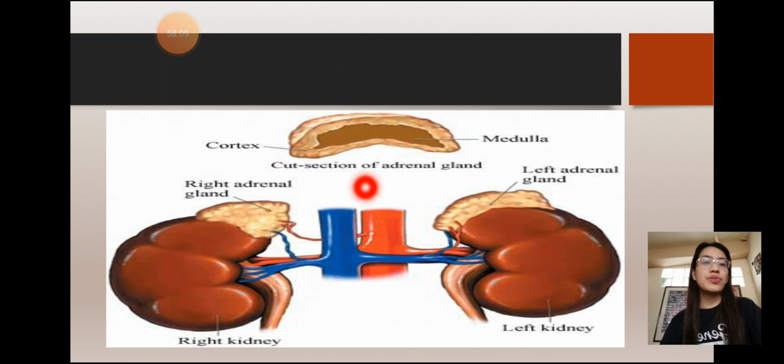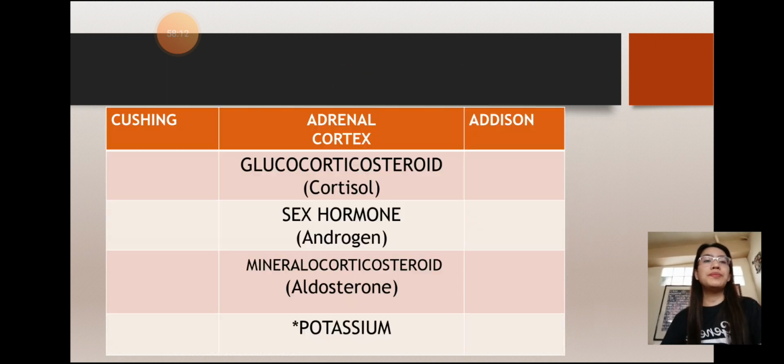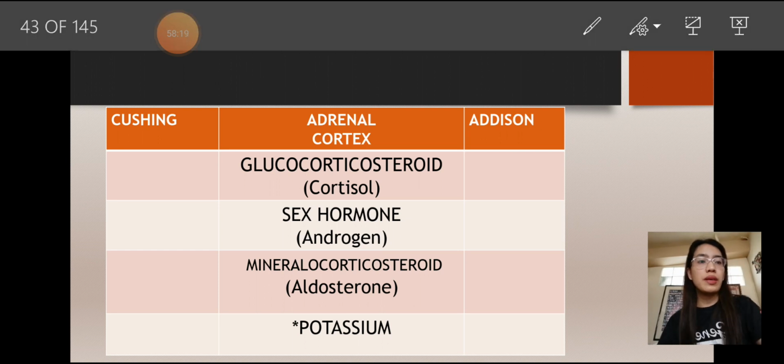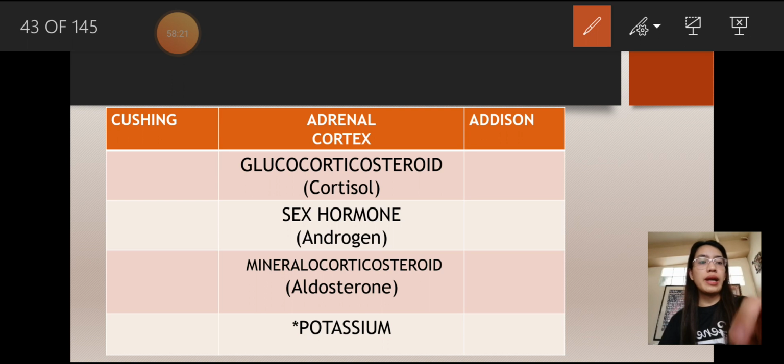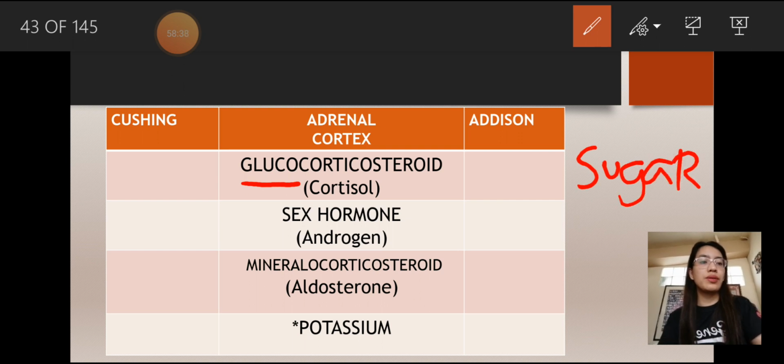And these are the hormones or these are the steroids being produced by your adrenal cortex. We have glucocorticosteroid. Primarily your cortisol, yan ang ating stress hormone. Kailangan mo yan kapag you are under stress. Okay, so please take note of the term gluco. So when we speak of cortisol, you have to remember na kaya nitong magpataas ng ating sugar. Okay, so sugar. Ang sex hormone naman, responsible yan para sa ating mga secondary sex characteristics.